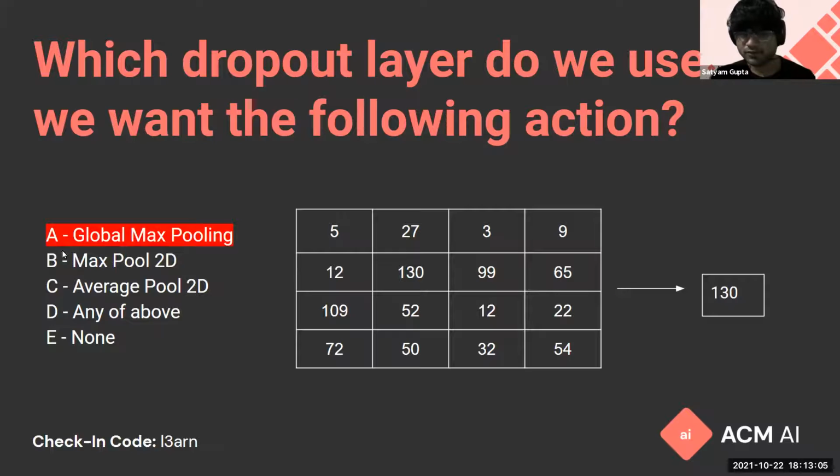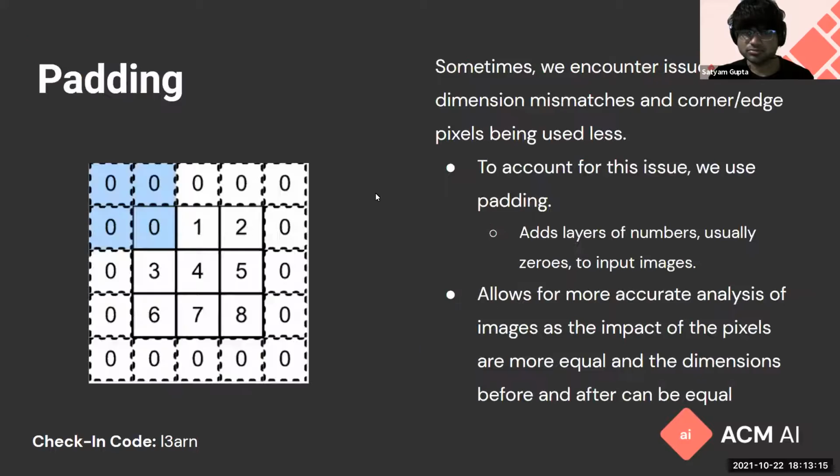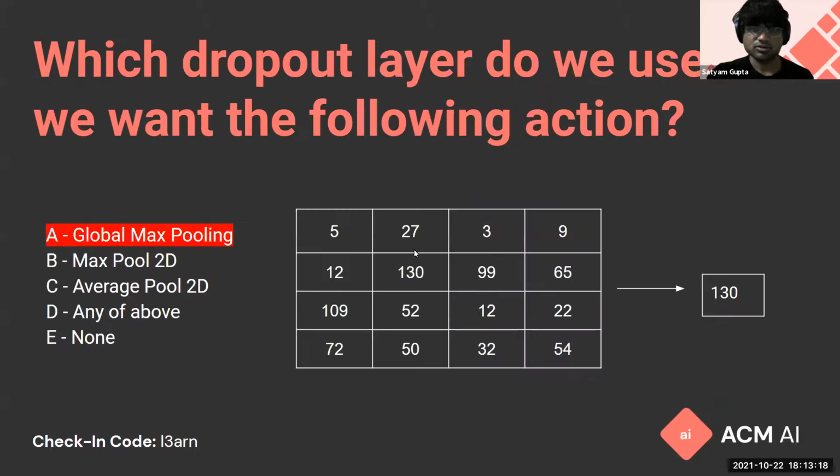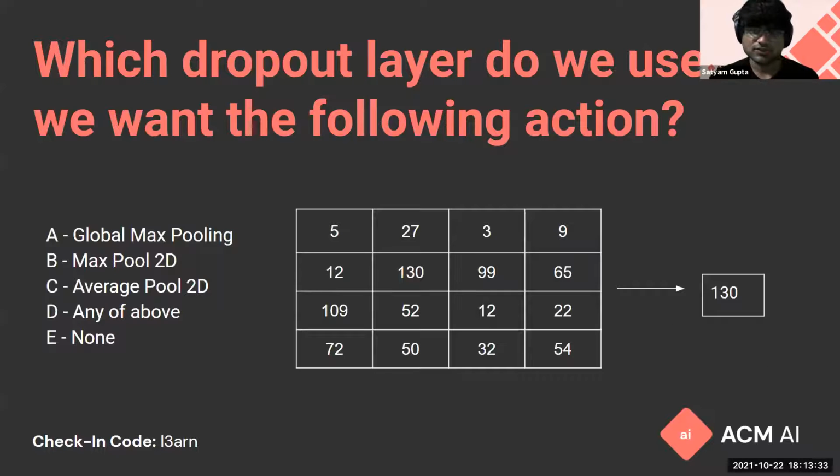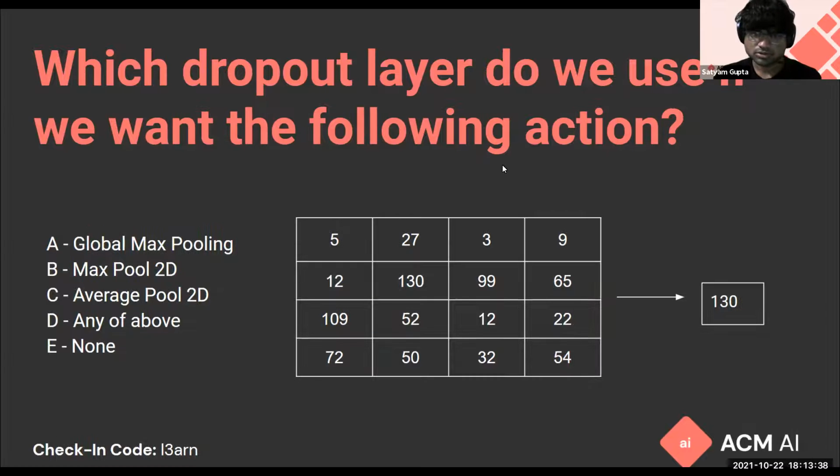If you were to use a max pool 2D, you won't have just one output. And if you were to use an average pool, you would have taken the average of 12, 22, 32, 54, and for a 4x4 you would have a 2x2. But in this one, since you take a 4x4 and get a 1x1, it's global max pooling. Gotcha.